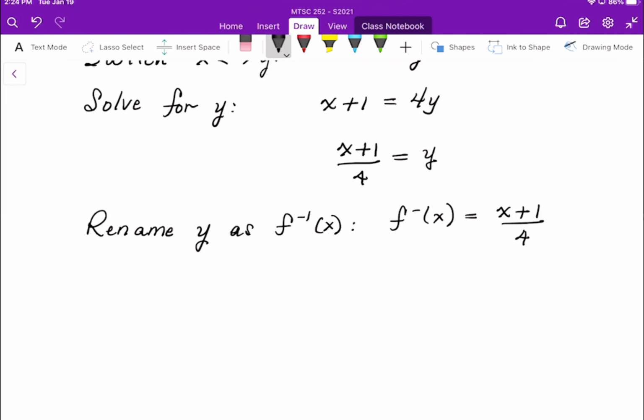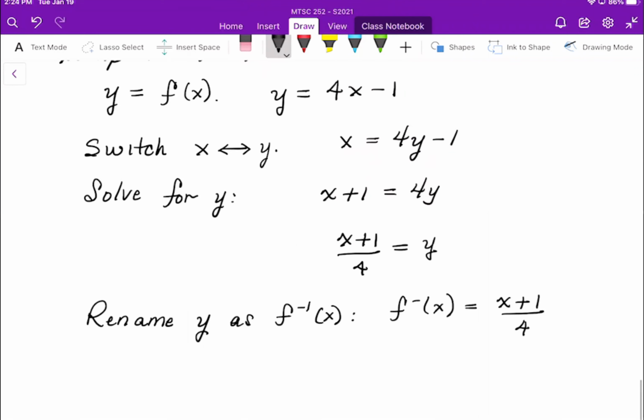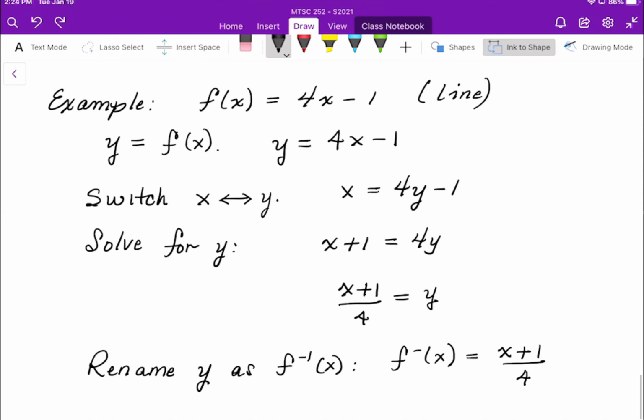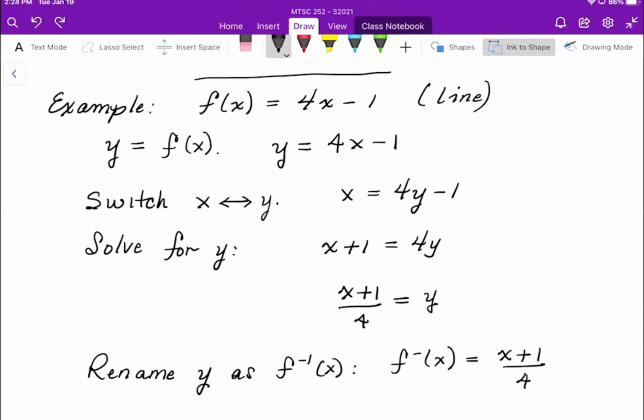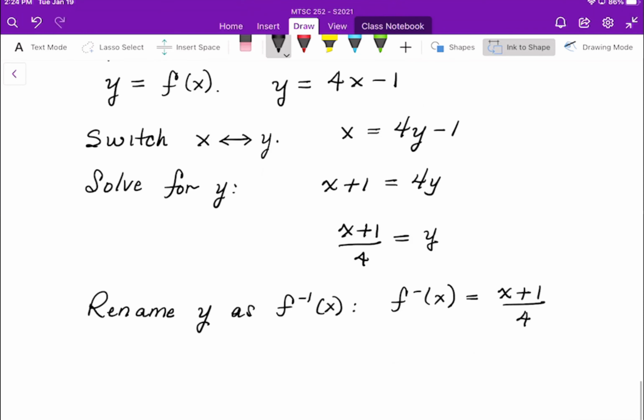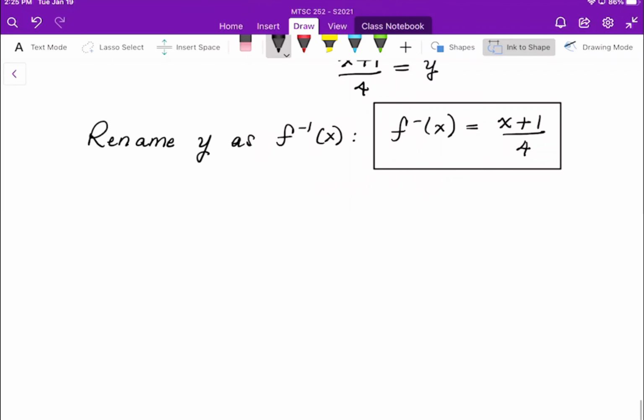Okay, so let's check it. So we have two things here. The first thing we have is, oh, wrong line. This is my function f of x. And then this is my function f inverse of x. Okay, so let's check. So we said that f inverse of f of x.